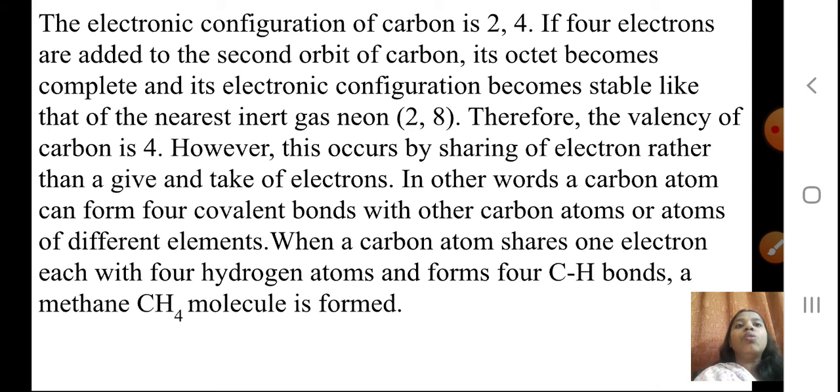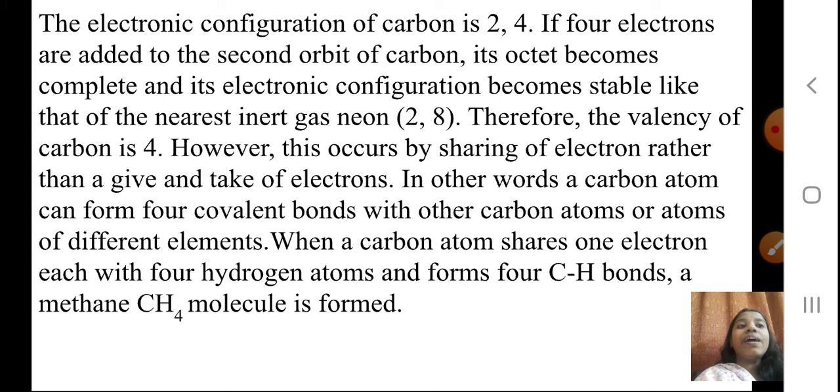So the electronic configuration of carbon is 2, 4. You know this. If 4 electrons are added to the second orbit of carbon, its octet becomes complete and its electronic configuration becomes stable, like that of the nearest inert gas, neon, which is 2, 8. If in the last shell I add 4 electrons, 4 plus 4 becomes 8. So 2, 8, which is the electronic configuration of neon. So will carbon become stable by taking 4 electrons? Yes. Therefore we say that the valency of carbon is 4.